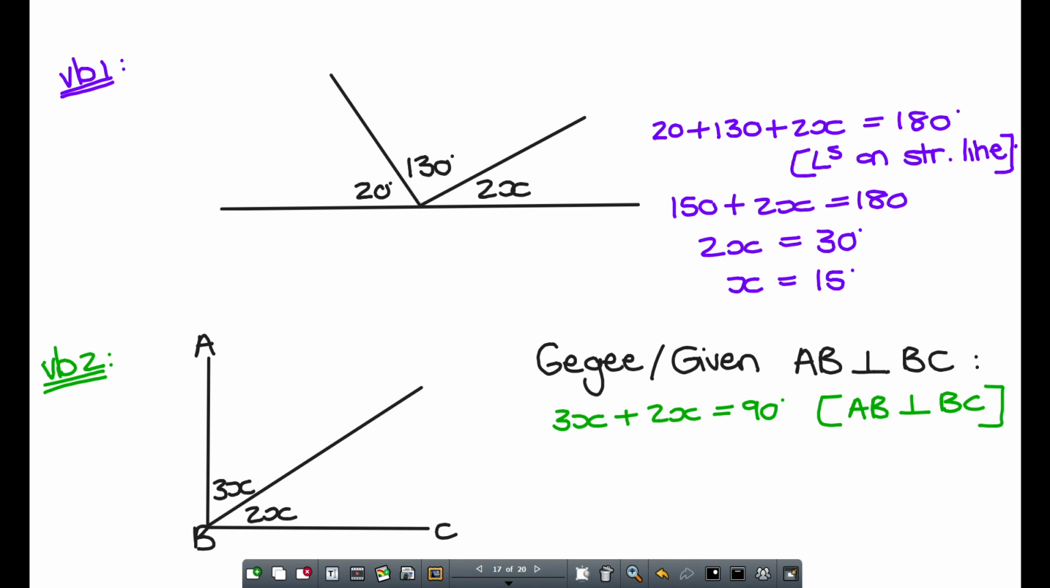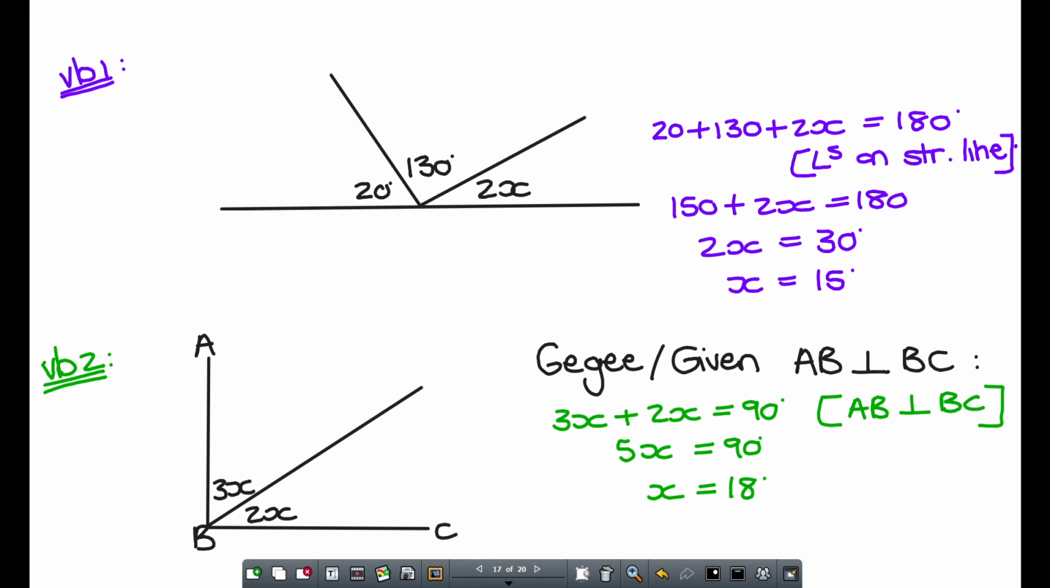Okay, now from there, let's simplify to get what x is. So 3x and 2x gives me 5x, which means that x will be 18 degrees. I didn't expect to get that right. Right, any other questions here?